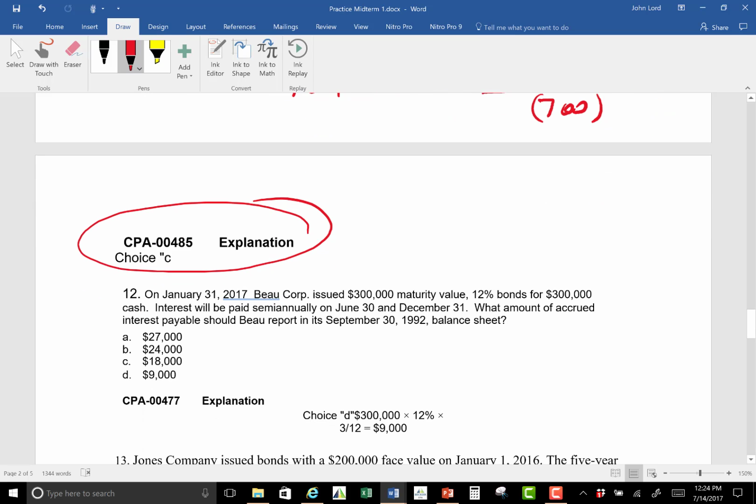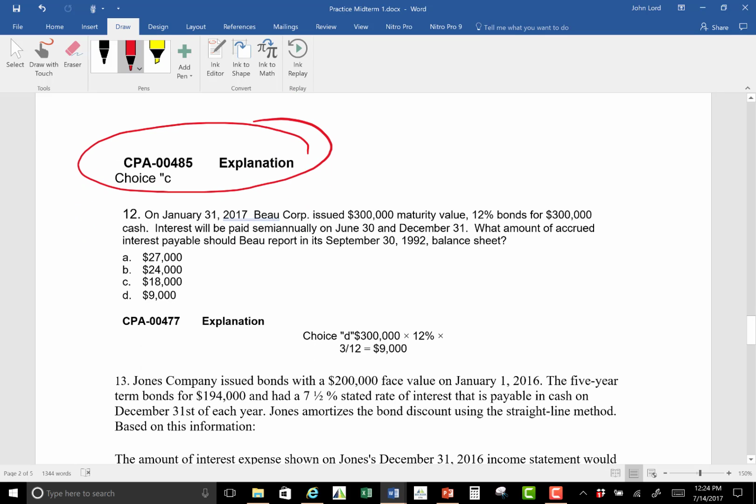Okay, all right, good. Let's take a look at this one. And we have this 300,000 is the maturity, and it's 12% bonds for 300,000. So we issued them at face, didn't we? And if interest is paid semi-annually, what is the interest at September 30th?